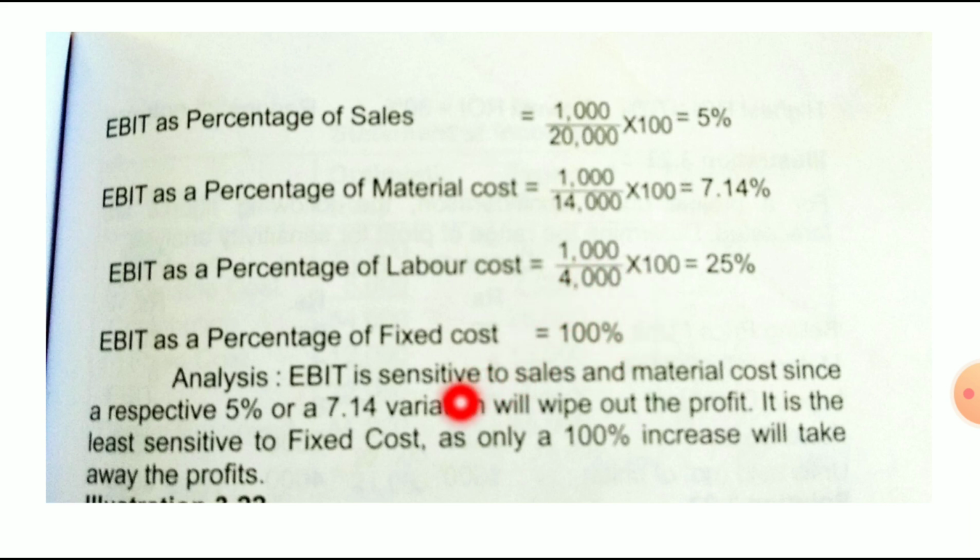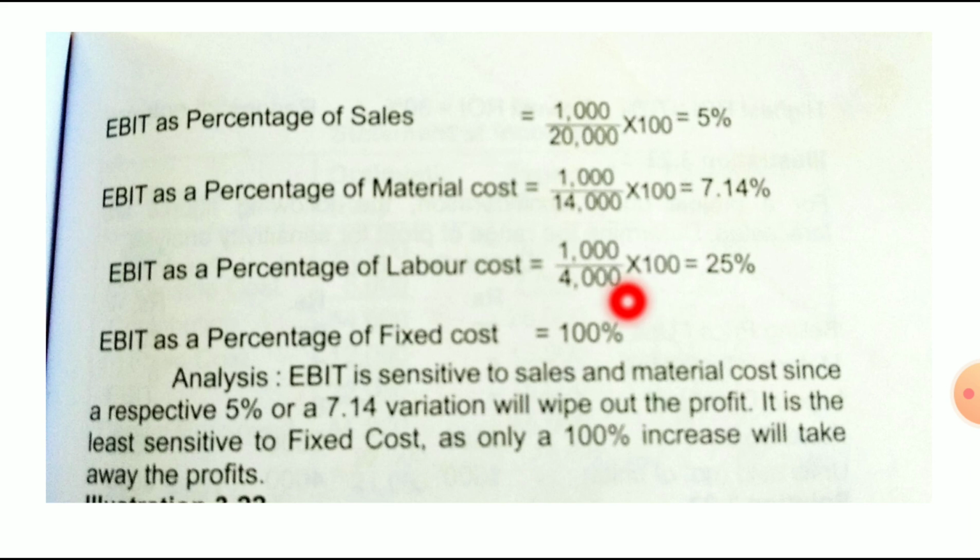So later we have to make a sensitivity analysis based on this. So 5% and 7.14% for sales and material cost. So these two are highly sensitive. So EBIT is highly sensitive to sales and material cost, because a small change in sales and material cost will wipe out the profit, will take away the profit.